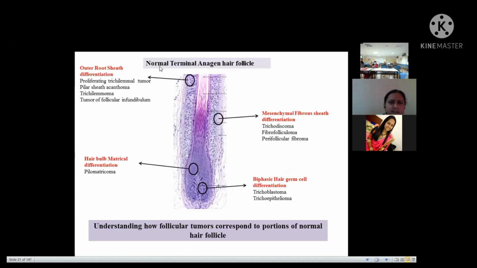So this is the normal terminal anagen follicle, and we have this hair bulb. The tumors arising from the matrical cells are pilomatricomas, and then these palisading germ cells which are biphasic in differentiation, like trichoblastomas and epitheliomas. And this is the perifollicular fibrous sheath, where so many tumors arise, like fibrofolliculomas and trichodiscomas. And this is the outer root sheath of the isthmus region, the tumors arising from these areas.